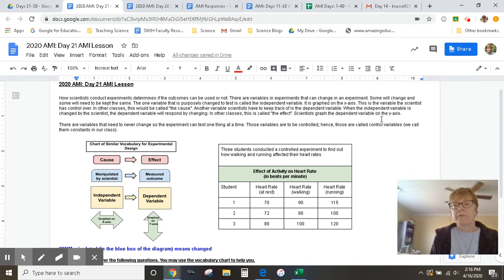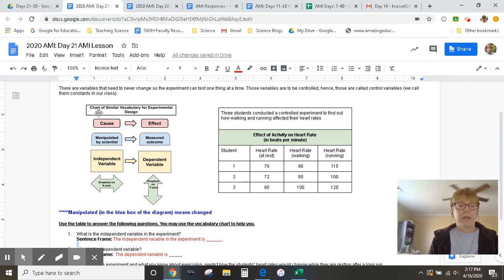Scientists graph the dependent variable on the y-axis. So remember, the y-axis is from top to bottom. There are variables that need to never change, so the experiment can test one thing at a time. Those variables are called controlled, hence they are called control variables. Now, we didn't call them controlled variables. We called them constants, things that never change through the experiment, that are used on both the control group and the experimental group. So they're things like the flower pot size, the kind of seeds, the kind of dirt. Those are the things that stay the same all the way through.